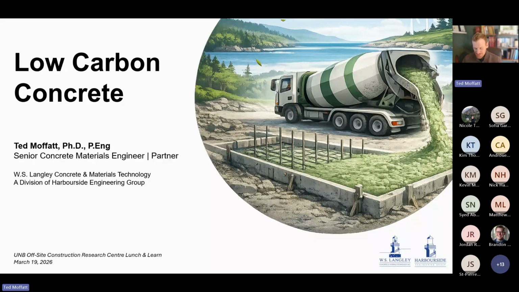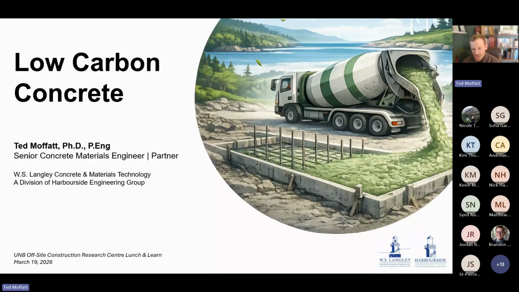As Brandon mentioned, this is a brief presentation on low carbon concrete. I'm Senior Concrete Materials Engineer at Harbourside Engineering Group. The division of Harbourside that I work in is called W.S. Langley Concrete Materials Technology.